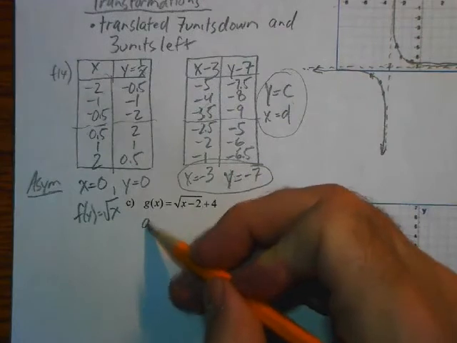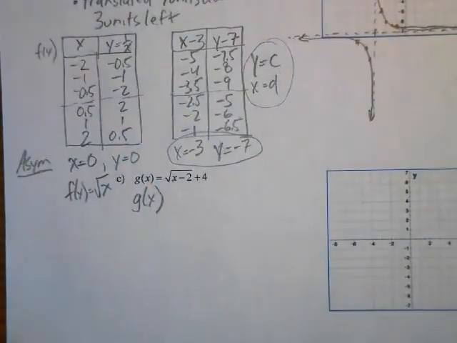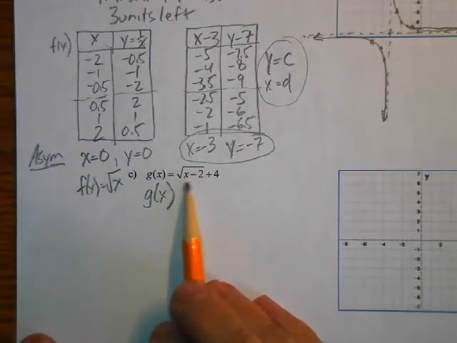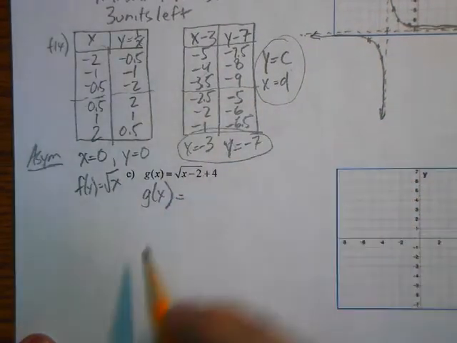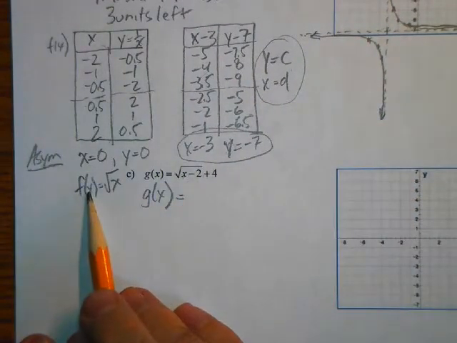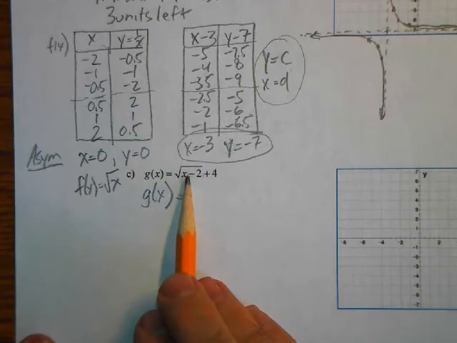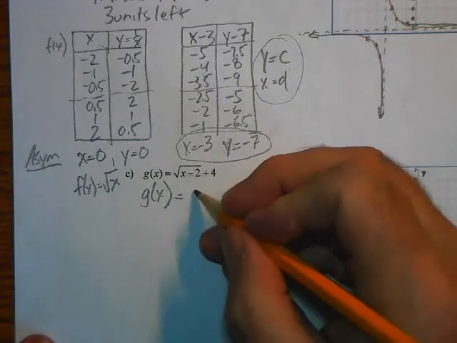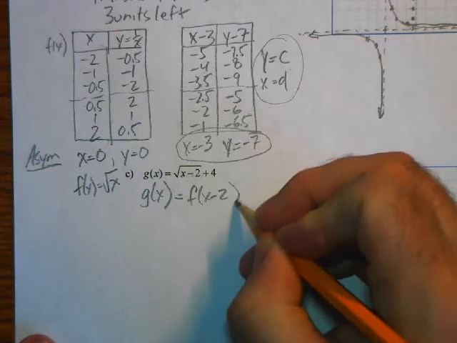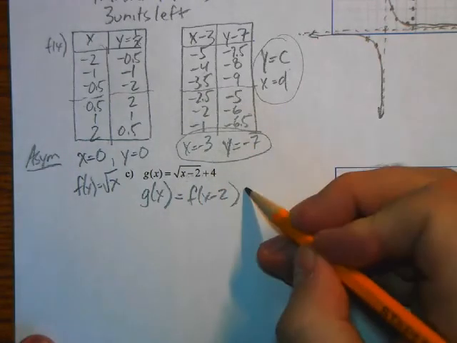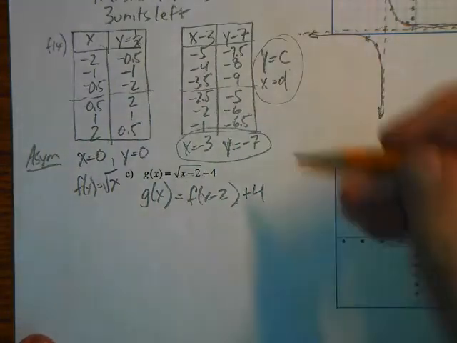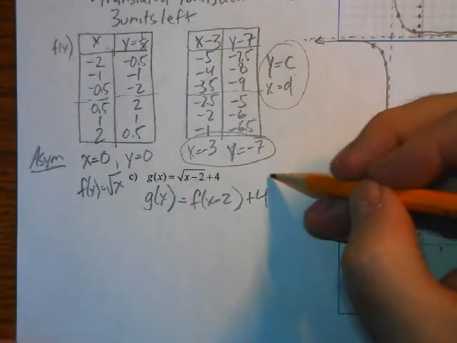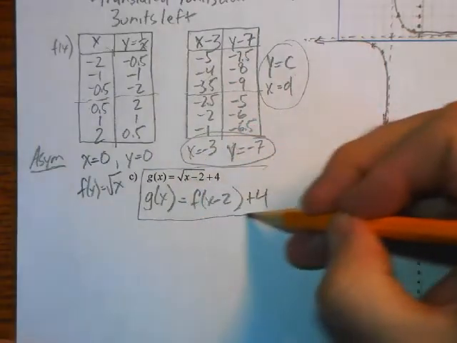So if I was writing g of x in terms of f of x, well, there's my base function there, the square root. You can see we've changed the input from x to x minus 2. So I'm going to use a new input for f of x. That new input will be x minus 2, so it's f of x minus 2. And then we just tack on the plus 4 that's outside the function part. So there's my function notation version of g of x.